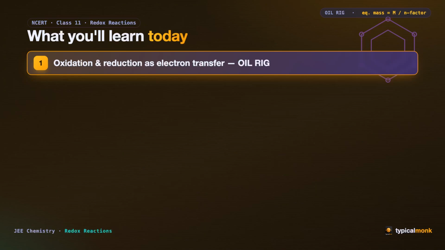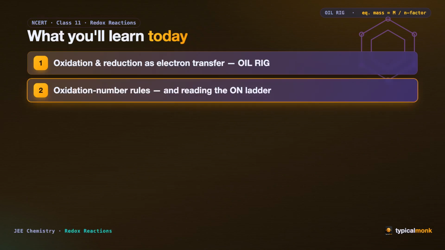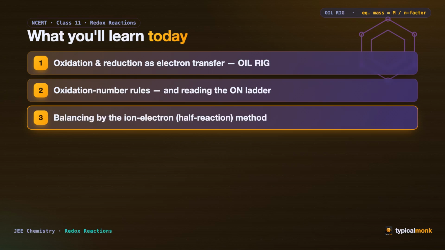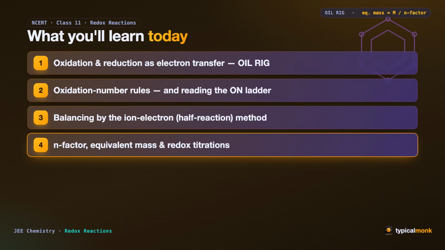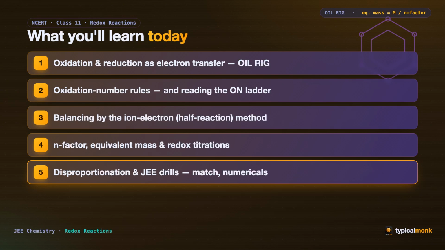Here is what you will learn today. First, oxidation and reduction as electron transfer, the mnemonic OIL RIG. Second, the oxidation number rules, and reading the oxidation number ladder. Third, balancing a redox equation by the ion-electron or half reaction method. Fourth, the N factor, the equivalent mass, and redox titrations. And fifth, disproportionation and a set of JEE drills, match, and numericals. One idea at a time.